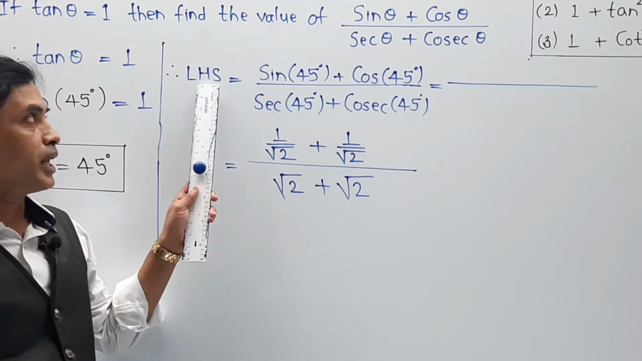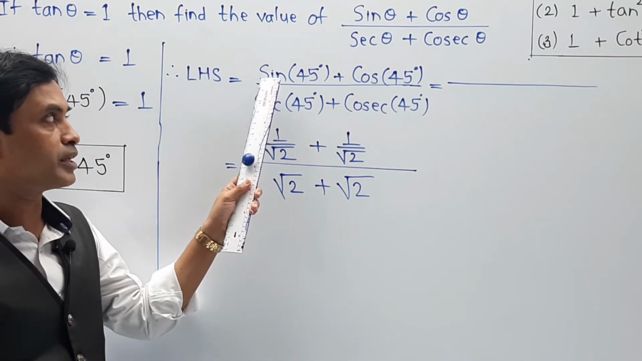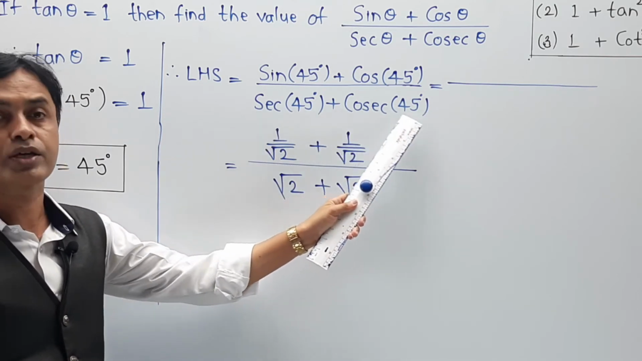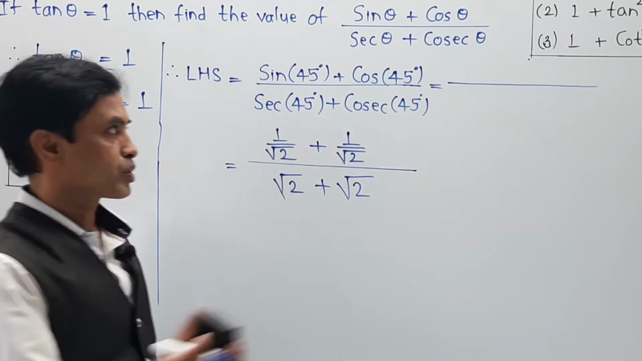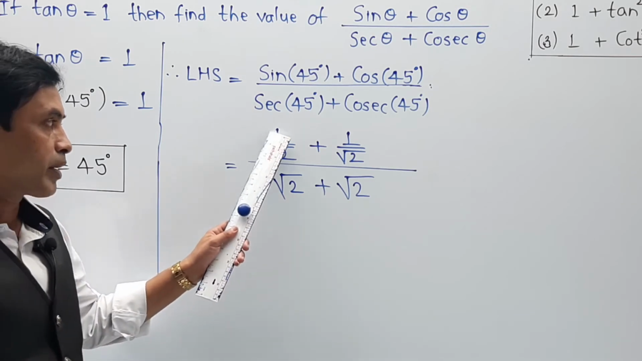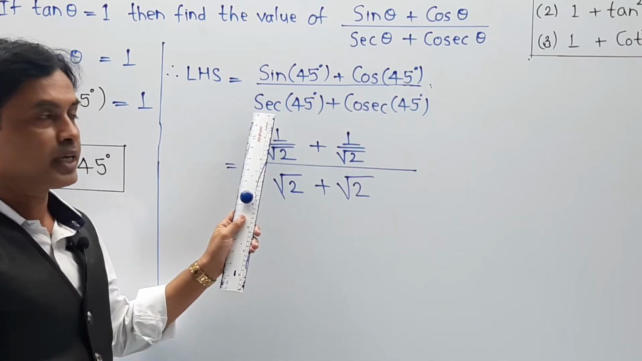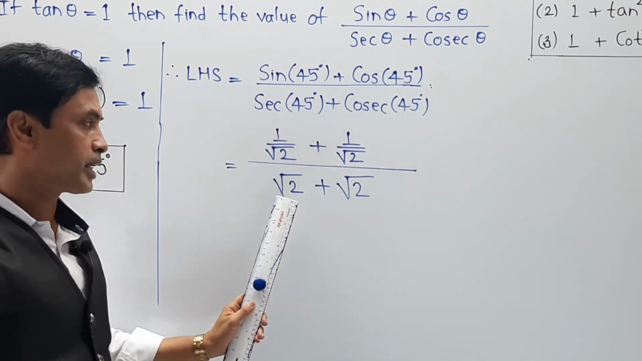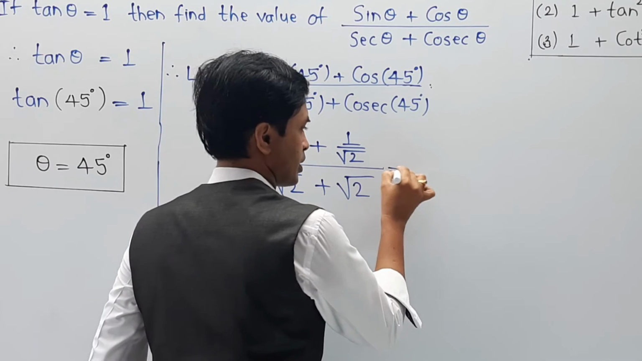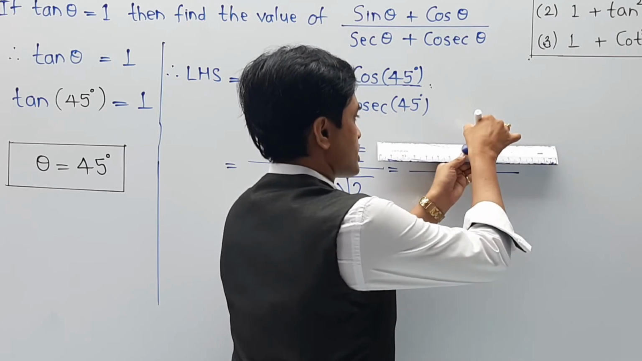In this way, your LHS, which is given in the form of sin theta plus cos theta upon sec theta plus cosec theta, in the first step gets converted into sin 45 degree plus cos 45 degree divided by sec 45 degree plus cosec 45 degree. We know the values of those terms: 1 upon root 2 plus 1 upon root 2 for sin 45 and cos 45, divided by root 2 plus root 2 for sec 45 and cosec 45. Now simplification; I am going to write the steps connected so that you can easily understand.